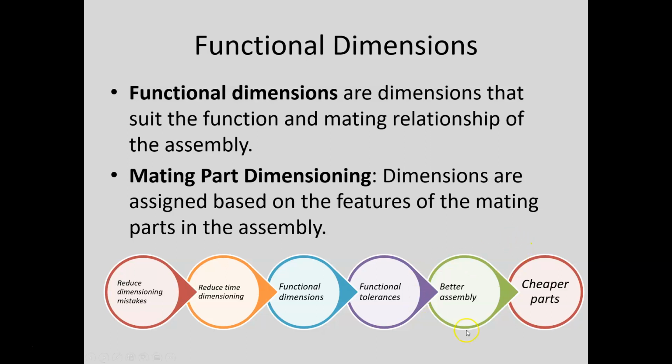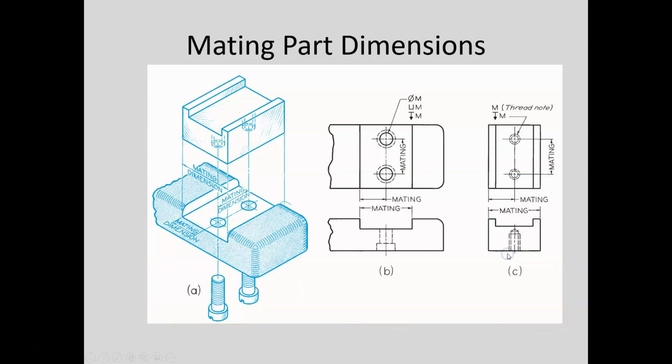It gives us better assemblies, which means cheaper parts. Okay, so kind of an example of mating part dimensions is this simple assembly where we have this block that goes into this kind of slot, and then we have these 2 bolts that pull this and assemble this, finish the assembly.